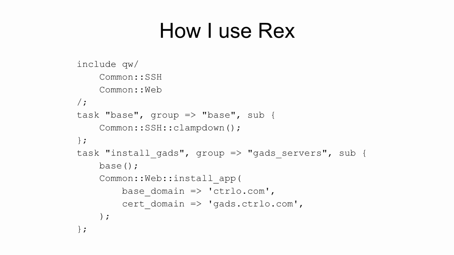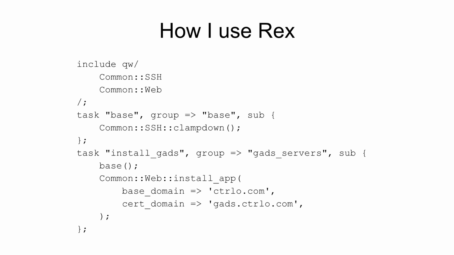And I then define, again, this is just fairly cut down just to give an example, a base task, which will apply to the base group, but every server is in the base group. And that will clamp down my SSH to do the things that I want to do to lock down my SSH server. And that will happen to all the servers.